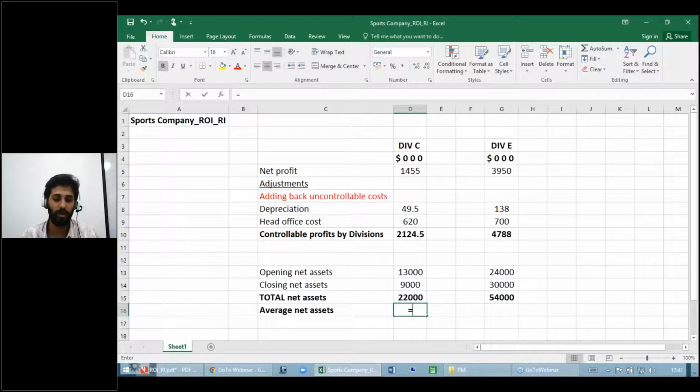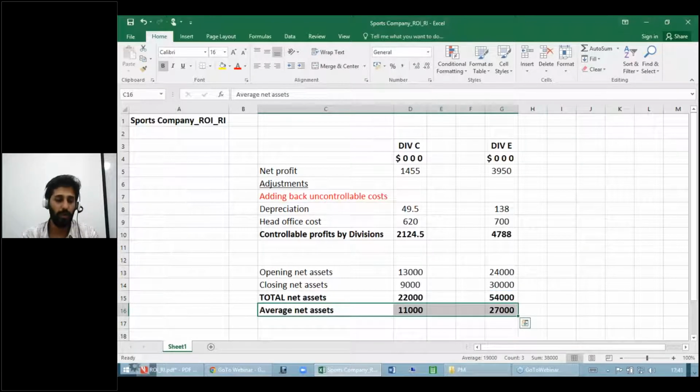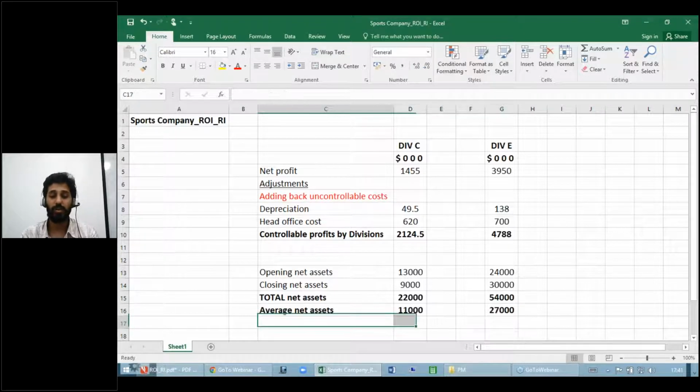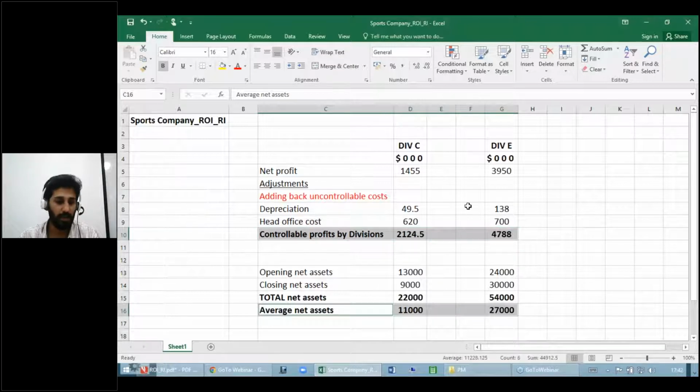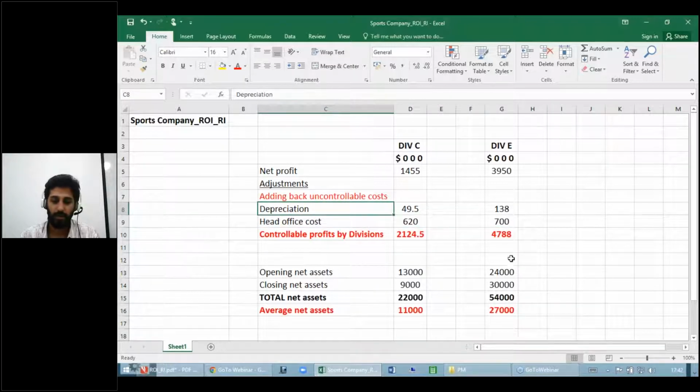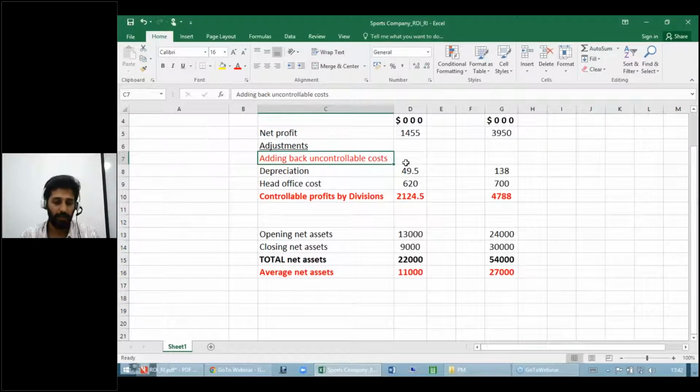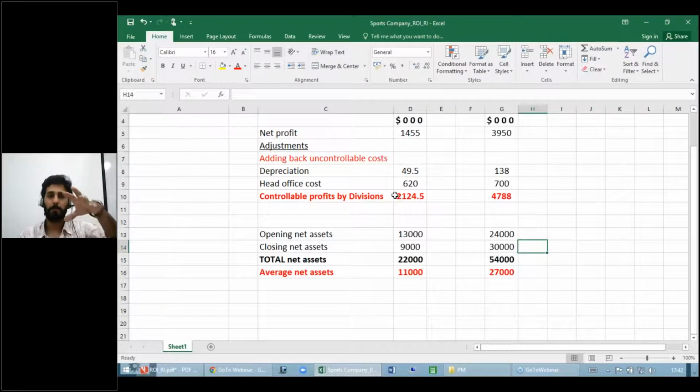That's average net assets. Price is equal to the above cell divided by 2. Because how do you calculate simple mean average? That is adding all the figures divided by the number of values. The above cell divided by 2. All right. So these are the controllable average net assets. Now these figures, I'm going to highlight with a different color, that's red color probably. All right. So these are the figures I will be taking in order to calculate the ROI and RI.